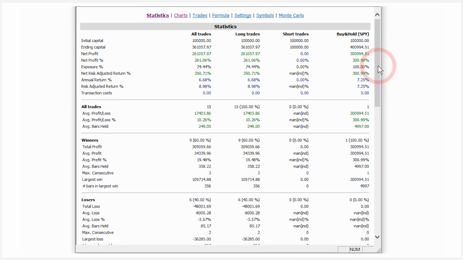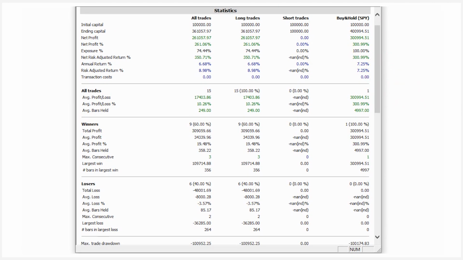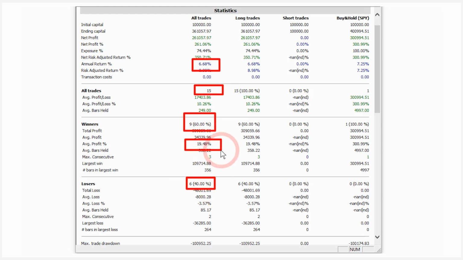And if we look at the trades that we've had over the last 18 years or so, you can see that the compound annual return, 6.7%, very respectable. There were only 15 trades. 9 were winners and 6 were losers. Your average gain was 19.5%. Your average loss was 3.6%. So SPY is clearly a lot more trendy than IWM.